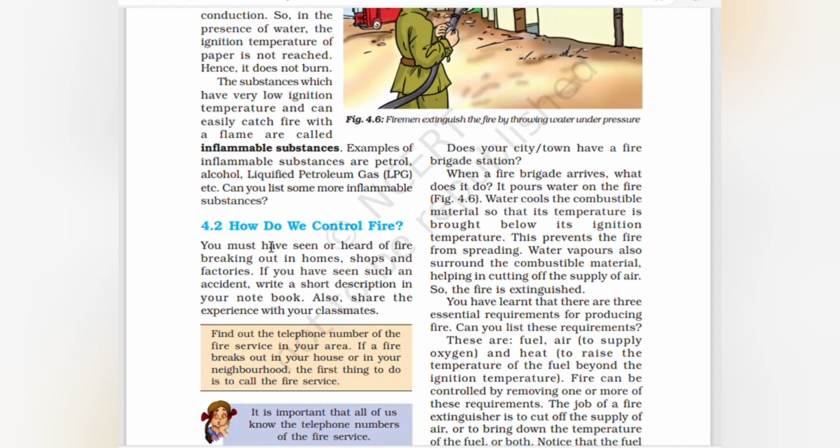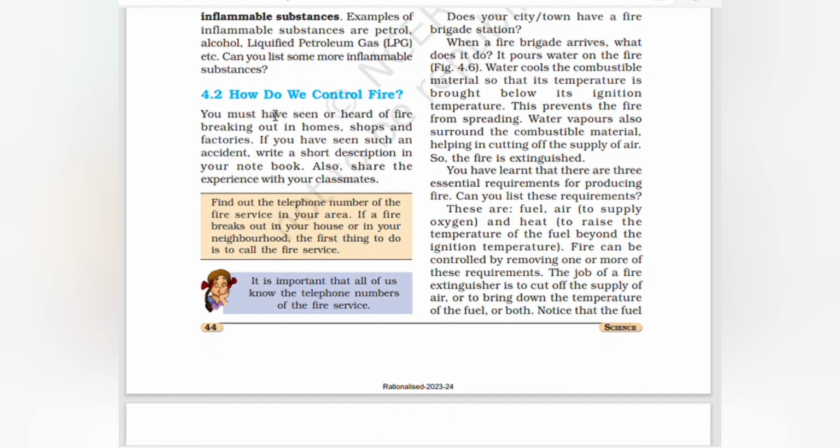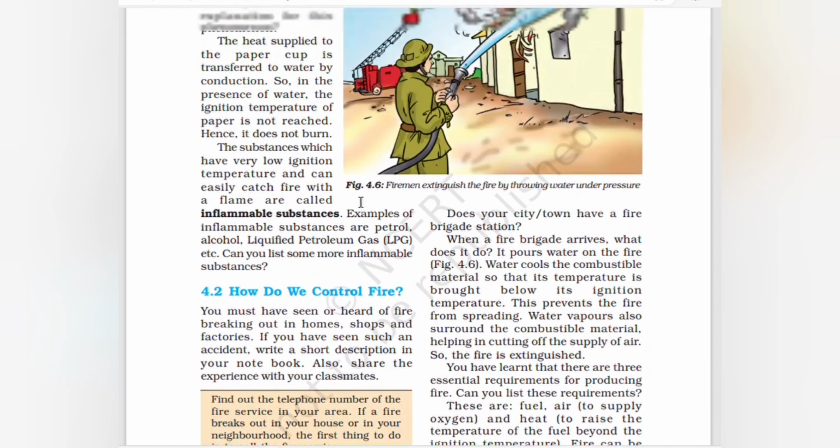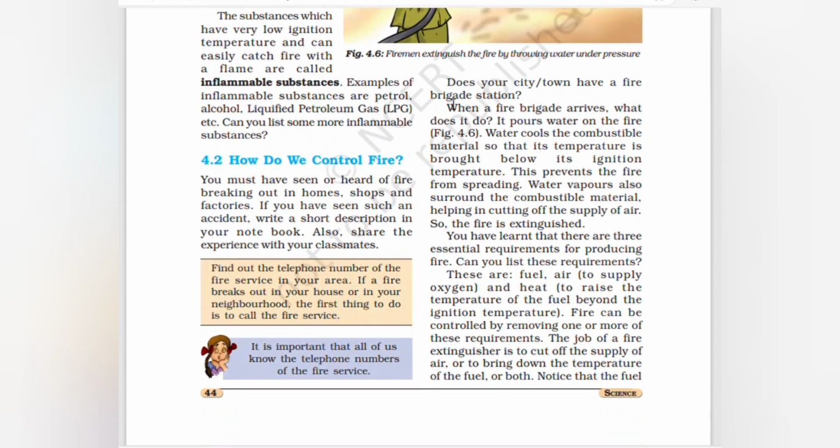Okay, how do we control fire? You must have seen or heard of fire breaking out in homes, shops and factories. If you have seen such an accident, write a short description in your notebook. Also share the experience with your classmates. Does your city or town have a fire brigade station? When a fire brigade arrives, what does it do? It pours water on the fire.